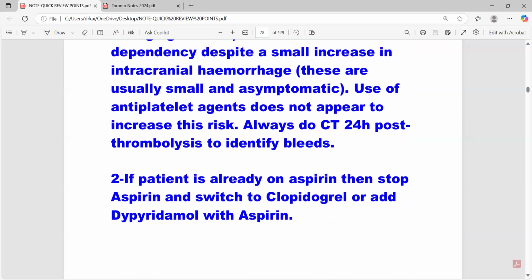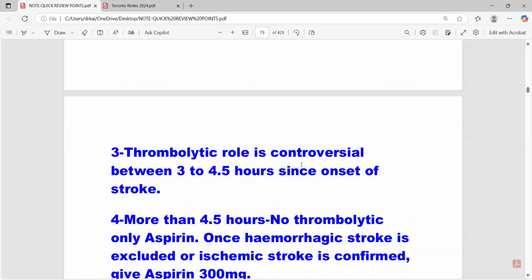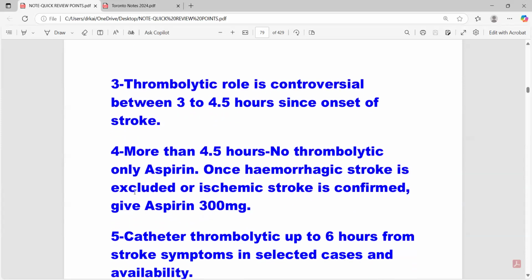If the patient is already on aspirin, then stop aspirin and switch to clopidogrel or add dipyridamole with the aspirin. The thrombolytic role is controversial between 3 to 4.5 hours since onset of the stroke, because we are still not sure what is going on. More than 4.5 hours, then you can go for non-thrombolytic, only aspirin. Once the hemorrhagic stroke is excluded and ischemic stroke is confirmed, then you can go for aspirin comfortably.